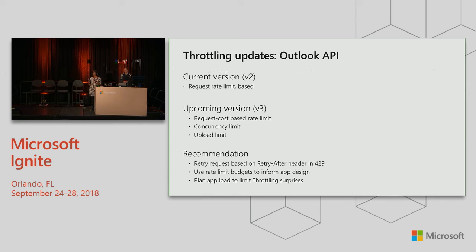And this is the fastest way for your application to get out of this throttling situation. So in the next slide, I will share with you the throttling updates that we're working on for Outlook APIs in Graph. So the next thing, again, Tony touched upon this in his demo with Graph Explorer.